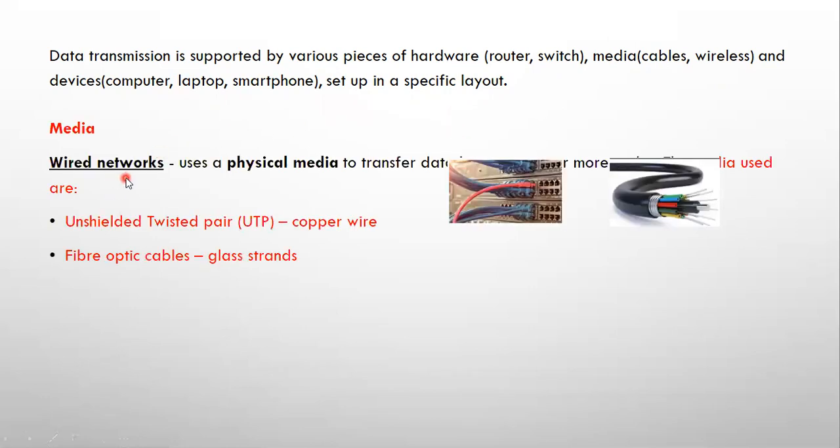Now under media, under wired networks, that's your physical media to transfer data. One is your UTP cables, and this is your fiber optic cables. Your fiber optic cables use glass strands, as you can see, and your UTP is your copper wire that allows your physical connection. Your UTP is more flexible, and fiber optic is less flexible, being glass strands. It may break easily. UTP is thinner wires and more flexible to use, especially in a small cramped environment.